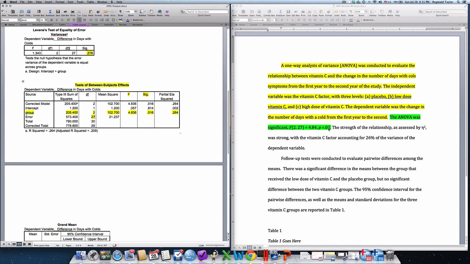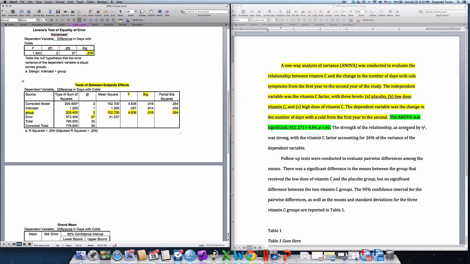And because it is less than 0.05, the ANOVA was significant. So there is a statistically significant difference between the three groups and the number of days of a cold. So we know that somehow the vitamin regimen that someone is on is effective in reducing the number of days of a cold. Now, the effect size also should be reported.